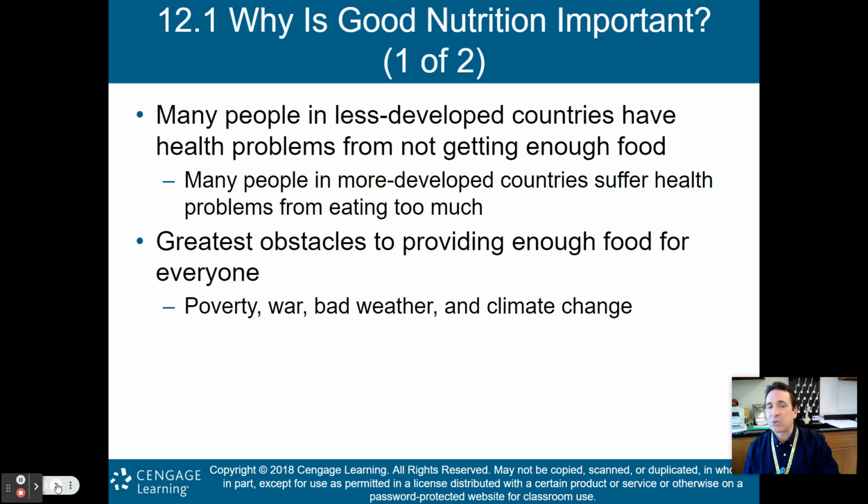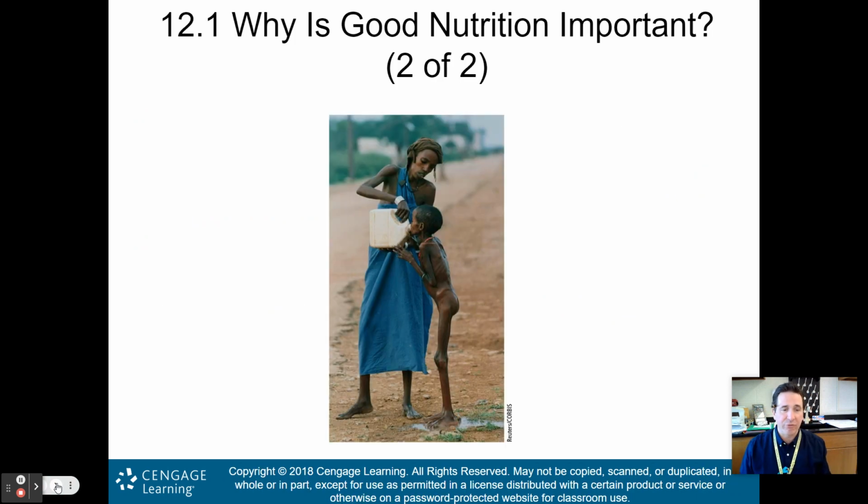What are the greatest obstacles to providing enough food for everyone? Poverty, war, bad weather, climate change, just to name a few. What are we seeing here? A tough picture to see, guys. This is a starving child in Somalia. His mother is feeding him.